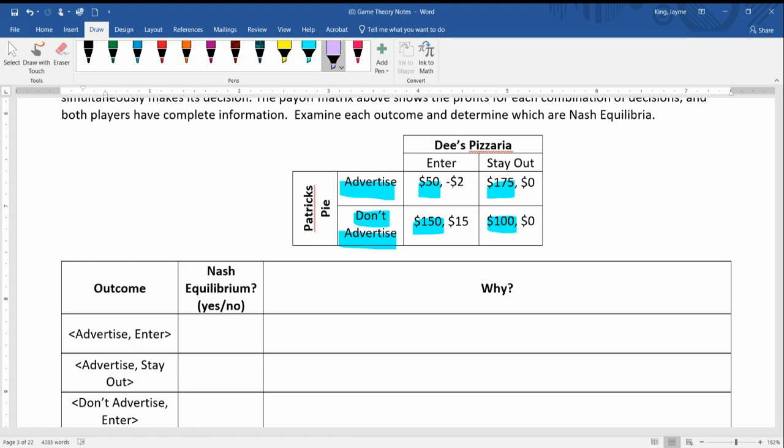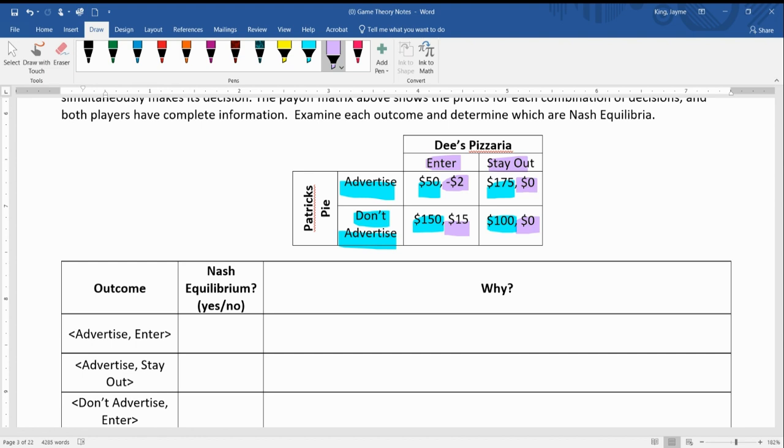And then player two, D, right? They can either choose to enter the market or stay out of the market. And these are their outcomes based on their decisions. So when it says that they both have complete information, that means basically they both have this table available to them. So D knows what Patrick's results are going to be for advertising or not advertising. And Patrick knows that D's thinking about joining the competition and knows that they can expect these outcomes.